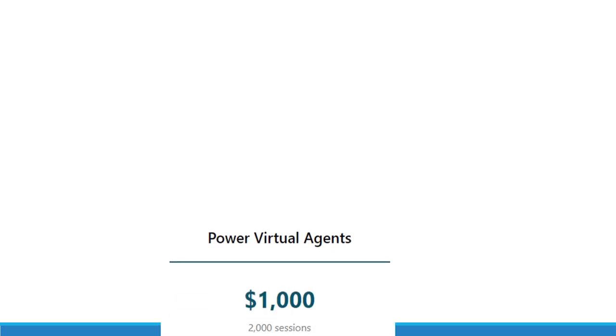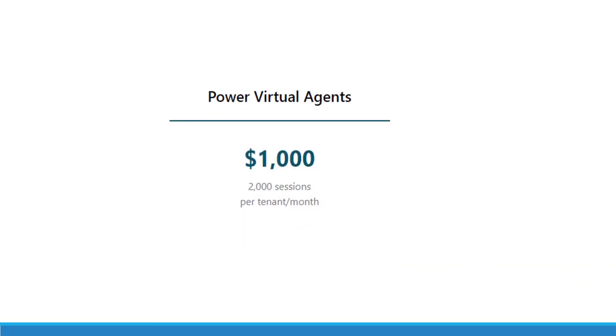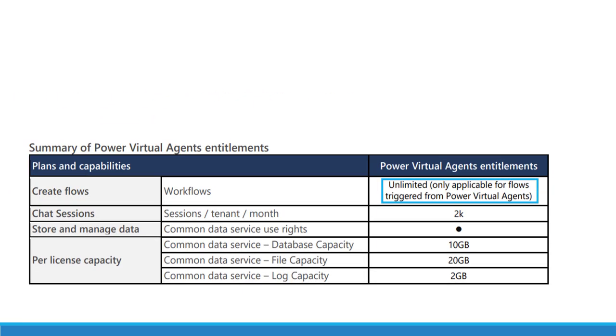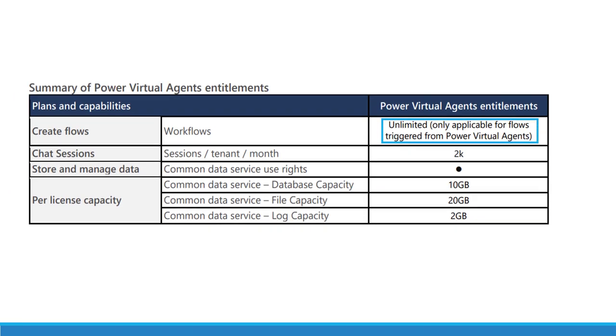All right. So, questions about licensing: it's not so much the cost, it's how the licensing works. Right now with Power Virtual Agents, or PVA, the amount is $1,000 for 2,000 sessions per tenant per month. Also, the flows that come along with it: if you run any flows, you're not getting charged for those flows. But what are these unlimited flows, and what do you mean by triggered by?